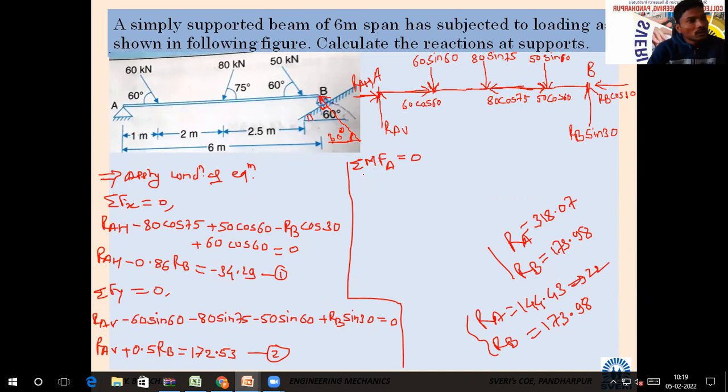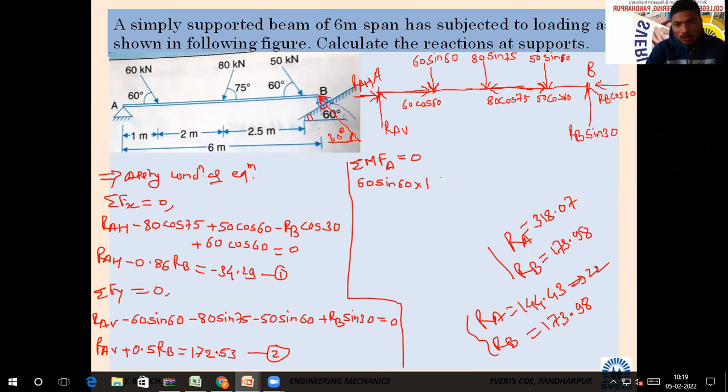How will the object rotate? Clockwise. 60 sin 60. Okay. What is the distance now? Distance we have to see from the diagram. 1 meter. We will take 1. We are not going to consider units here.